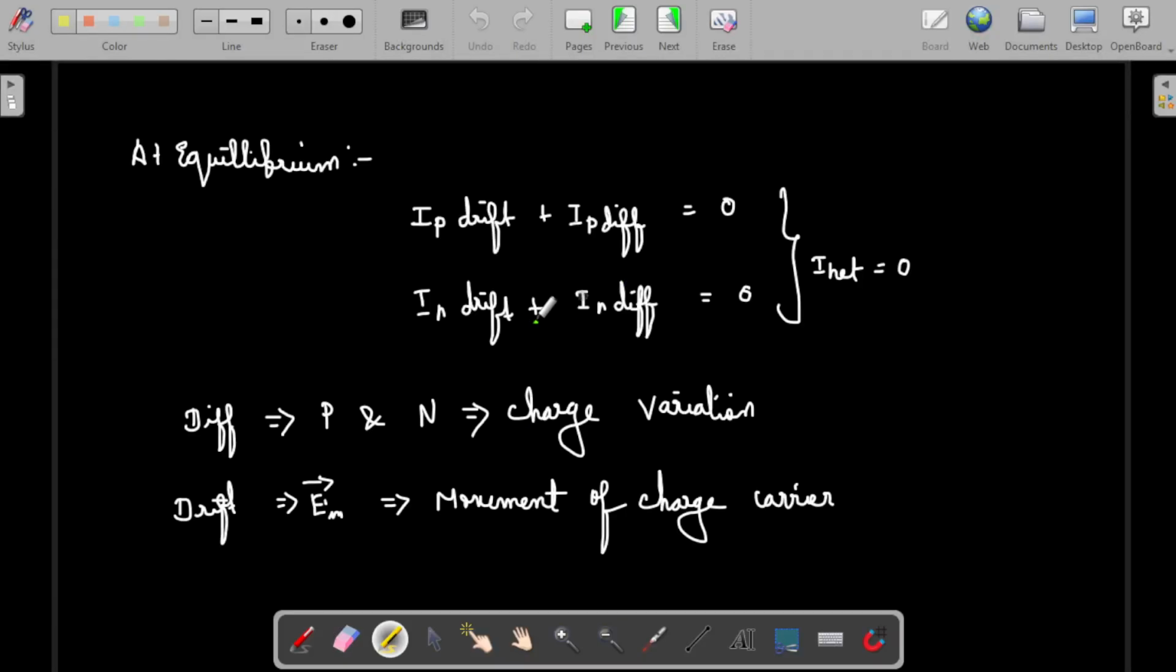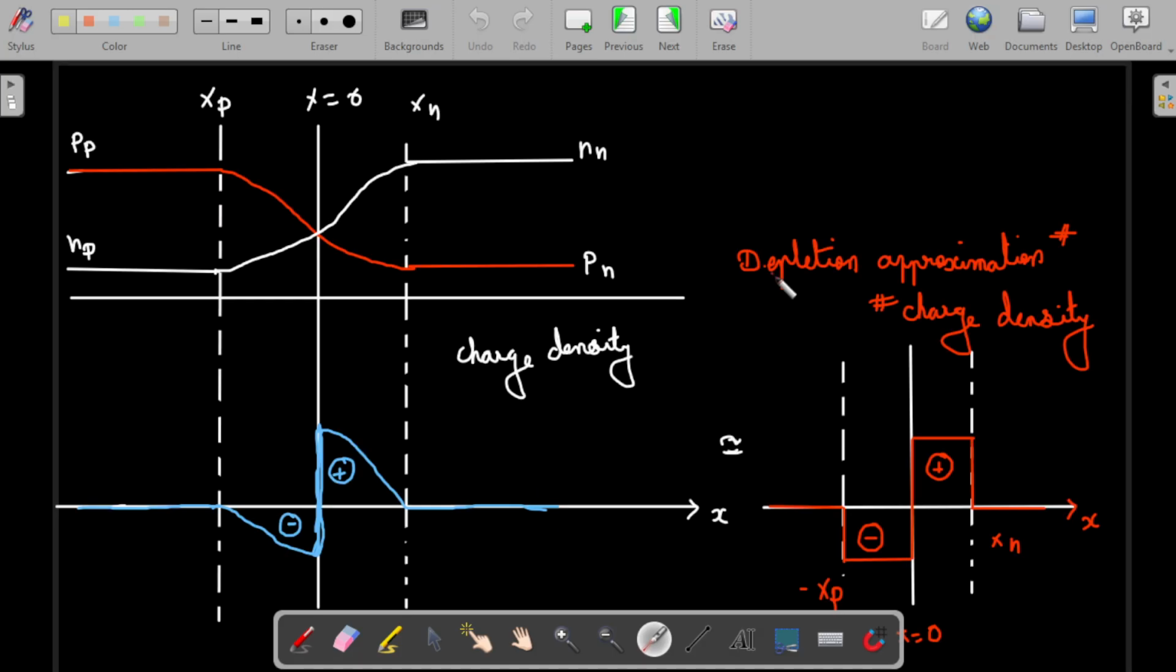At equilibrium, we know that everything is constant. There will be no current flow, so nothing will happen. That thing we know. But what we can see is that there will be diffusion of P and N charges from higher concentration to lower concentration. Because of this, everything will be cancelled out and there will be no charge carrier movement. So the net carrier flow will be 0. There will be current movement only when there is an external supply applied.